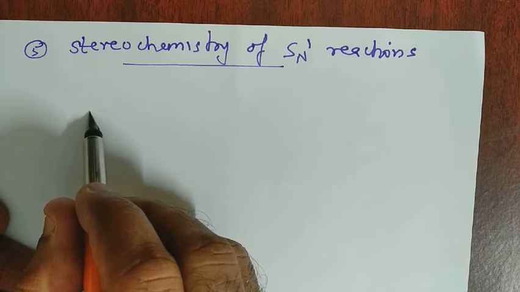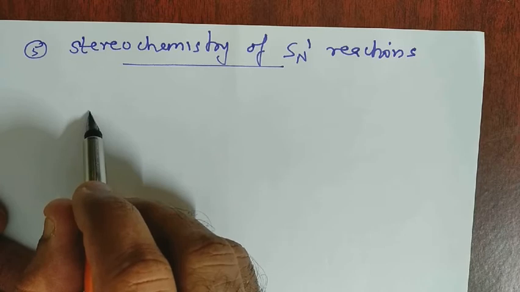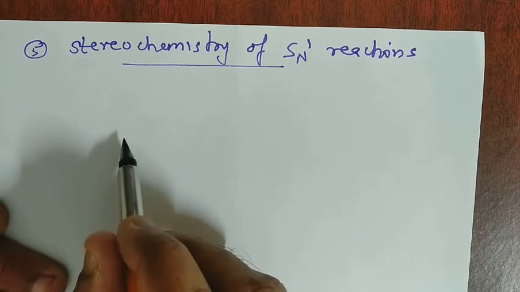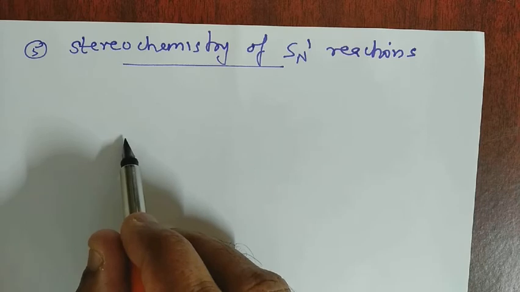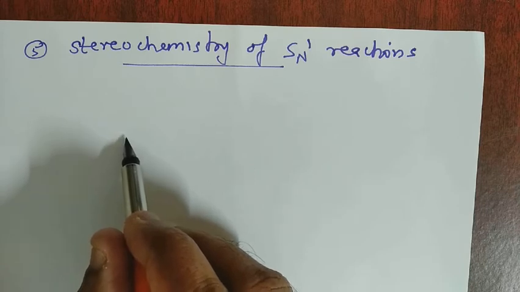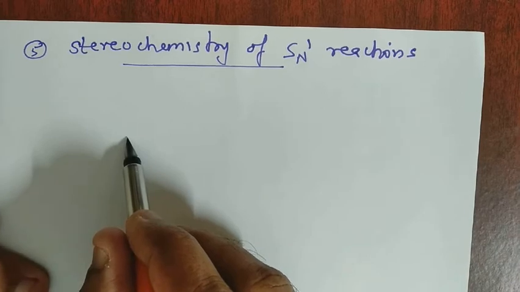carbocations are planar around the positively charged carbon. Hence, in the second step, the nucleophile can approach the positively charged carbon from both sides. That is, from the front side as well as from the back side. Therefore, in the case of optically active alkyl halides, the product formed will be a racemic mixture.